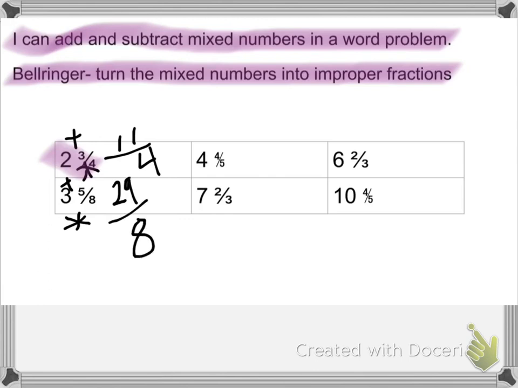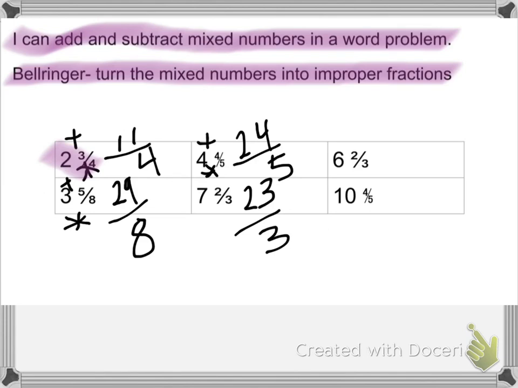eighths. Next one, I'm going to multiply 4 times 5 and add the 4. 4 times 5 is 20, plus 4 is 24 fifths. Next one, 7 2/3. I'm going to multiply 7 times 3 and add the 2. 7 times 3 is 21, plus 2 is 23 thirds.